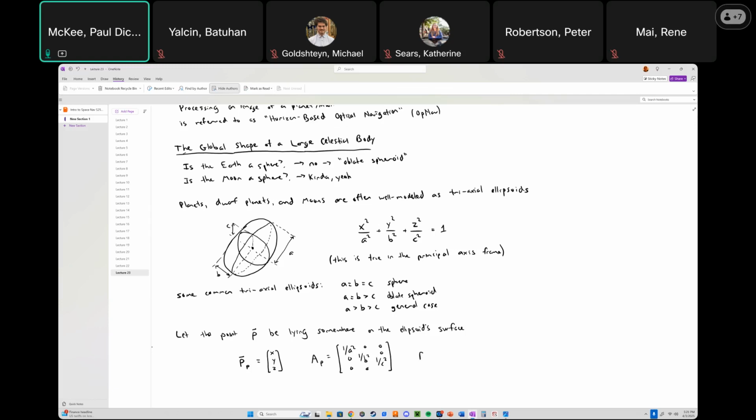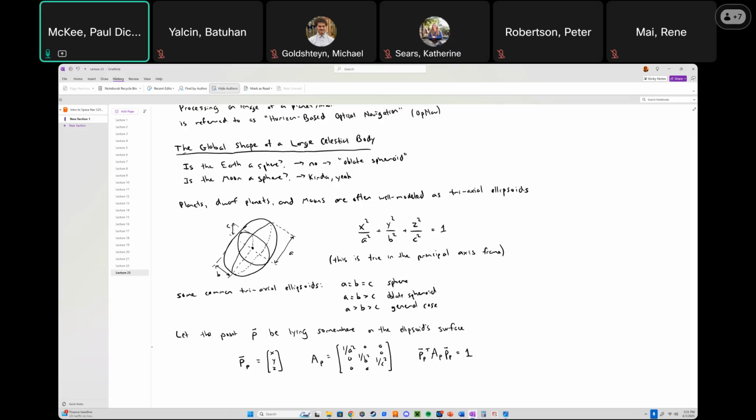Then we'll say that P transpose A P is equal to 1. Okay. So this is just the same exact equation that we had above, but now we've put it into matrix form.